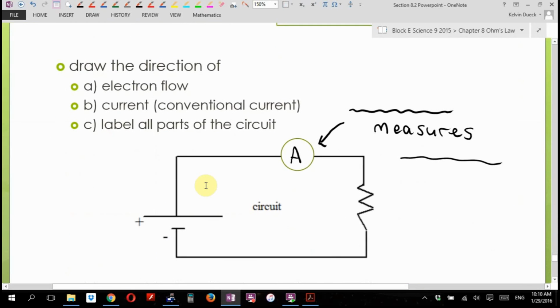So here's a picture. See the cell? Okay. And I added a new electronic device, a circle with an A. I'll talk about what that is.